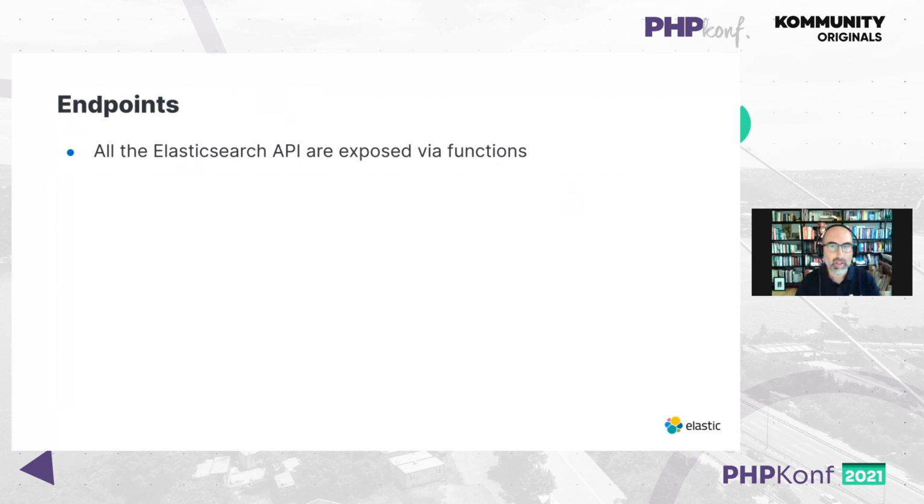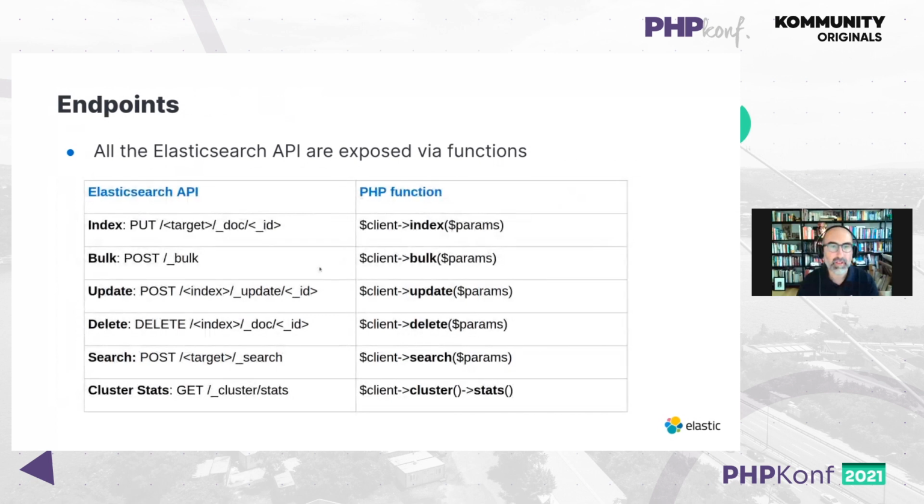As I mentioned, all the endpoints are exposed using functions. Just to give you an idea, in this table I map on the first column the Elasticsearch API, and in the second column the PHP function. As you can see, if you want to perform, for instance, an index API, you need to send a PUT with a specific URL and of course a specific body. This is mapped in the PHP client using the index function. So we use the same name of the API as the name of the function: index, bulk, update, and so on.